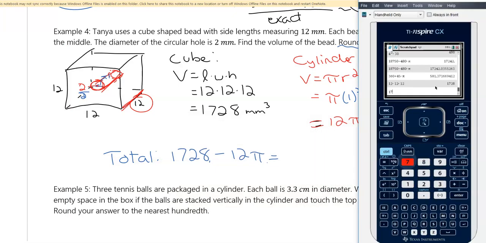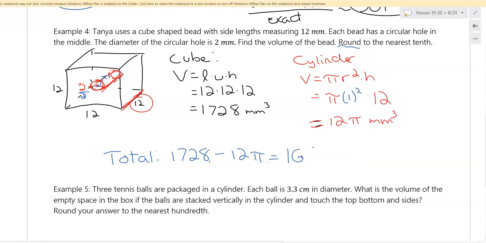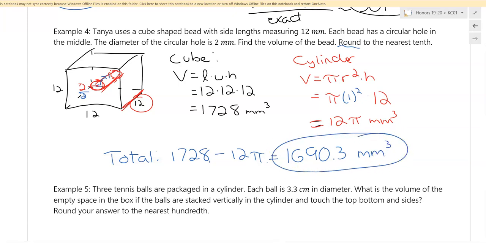I can't for the life of me click the right button. 1728 minus 12 pi. And again, pi is down here next to h on this calculator. If you have a different calculator, just quickly ask in class. Okay? And round to the nearest tenth. So that'd be 1690.3 millimeters cubed.